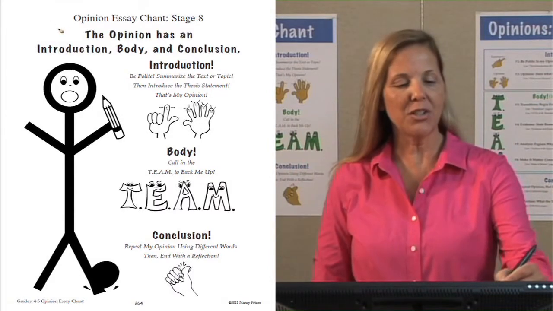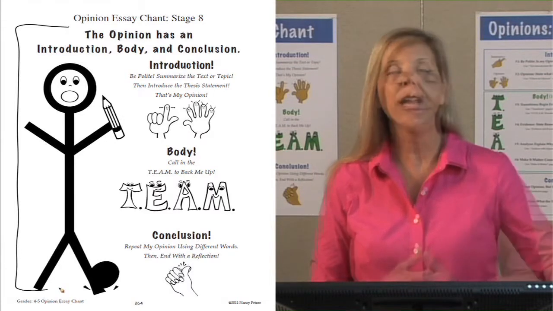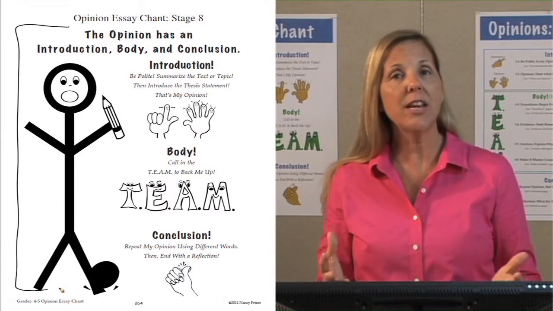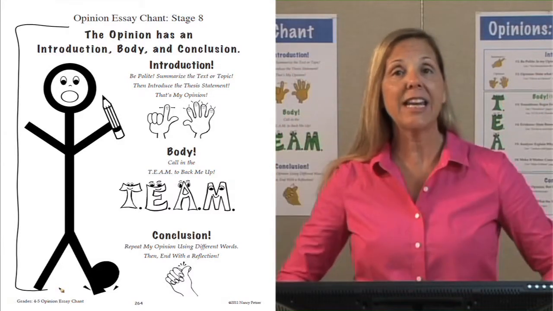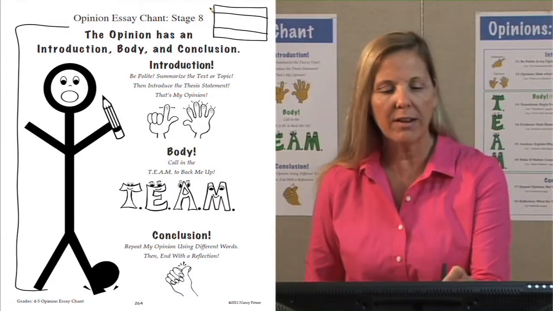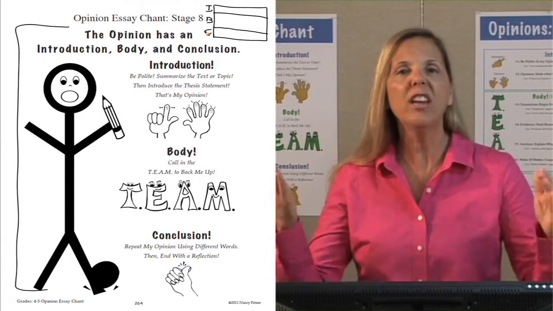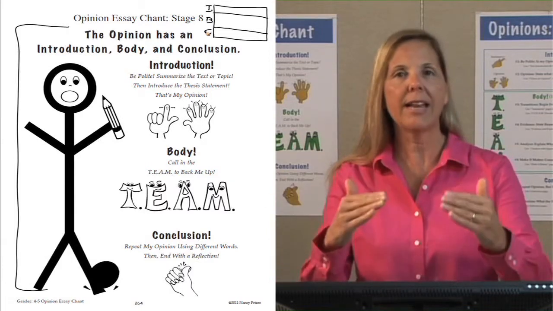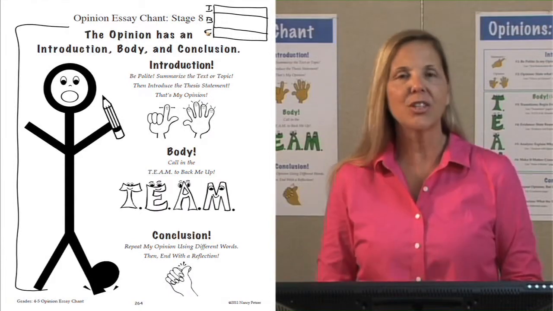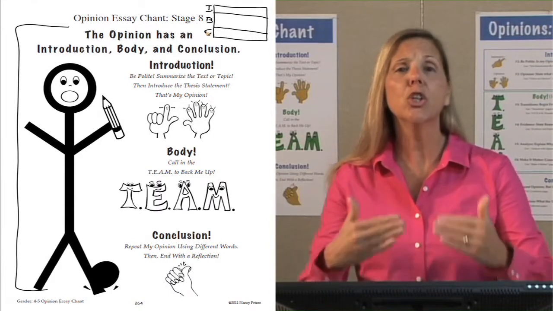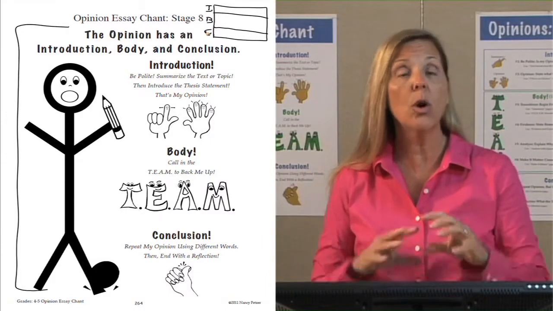On page 264, I have my chant displayed for the students to see so they can follow along. Let's learn about what an opinion is at Stage 8. The opinion has an introduction, a body, and a conclusion. Look at that. We have our introduction, body, and conclusion. We already know that. We've been writing essays before that had introductions, bodies, and conclusions. We know this organizer. Excellent. So this is something we already know. Let's look further in the introduction, the body, and conclusion to see what else we know and what's new.